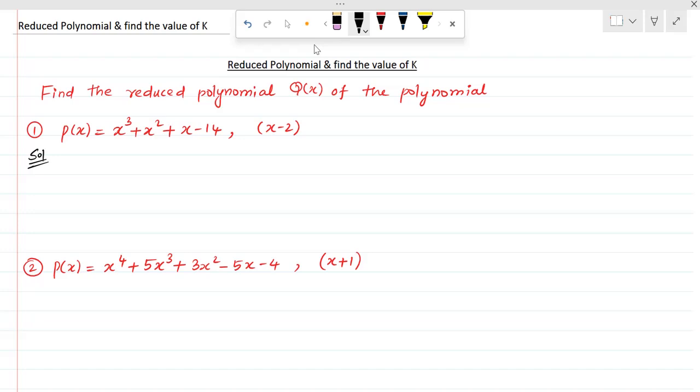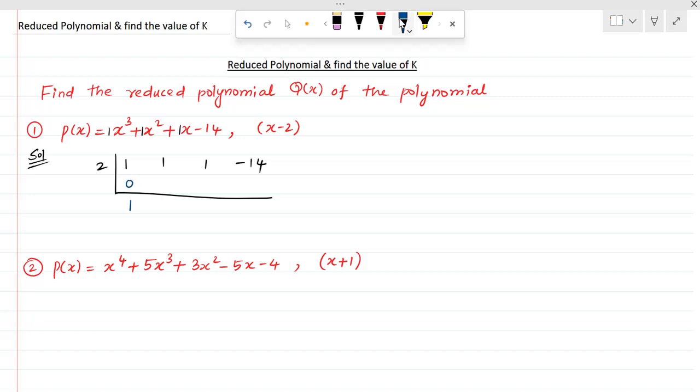So the rule is here. First, I go with the synthetic division. The coefficients are 1, 1, 1, minus 14. So I just go with the synthetic division, and here I will divide by this factor. So what is the factor here? I have to change the sign of the value, so it is plus 2. Now what is this? 0.